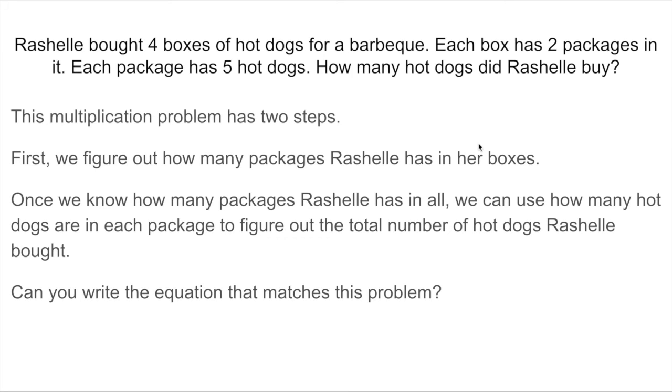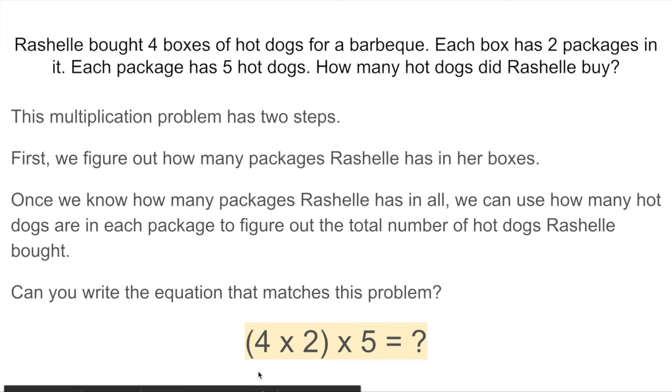Okay, here's the equation that matches this story. First, you have your 4 boxes times 2 packages in each box. This will give you the number of packages she has altogether. Then you have this number of packages times 5 hot dogs in each package. That'll give you the number of actual hot dogs Rochelle got.